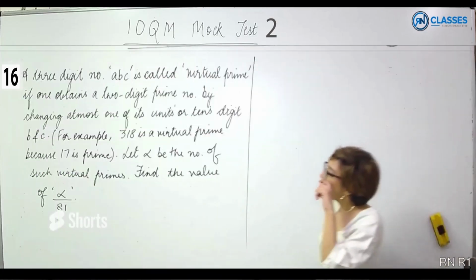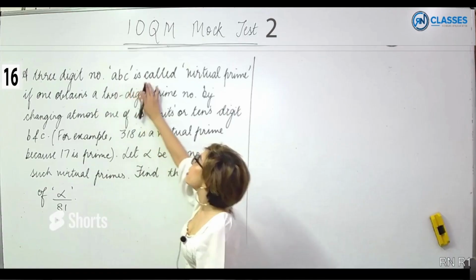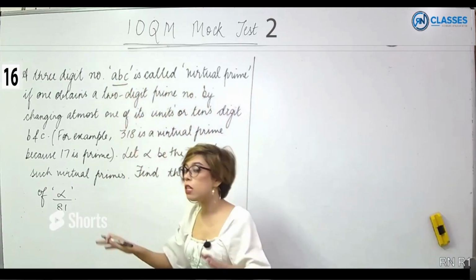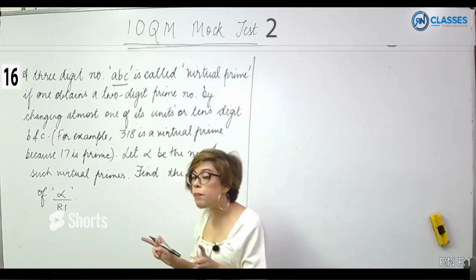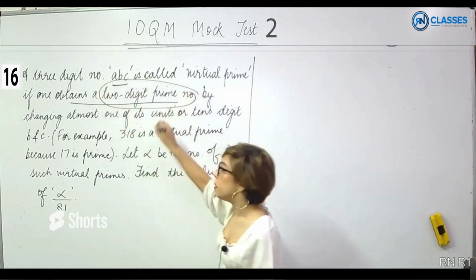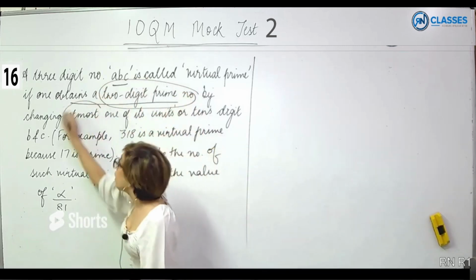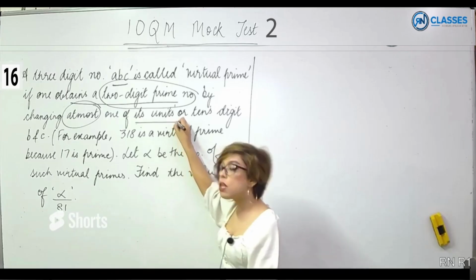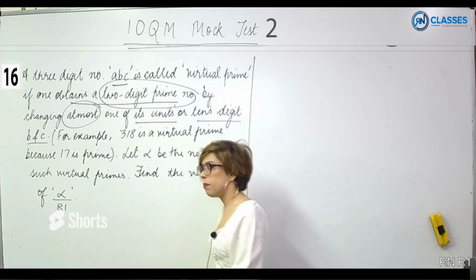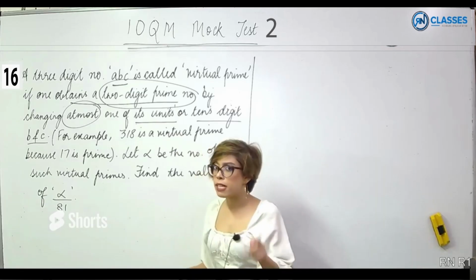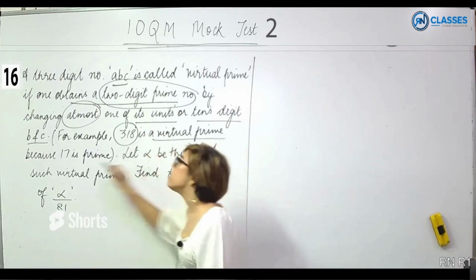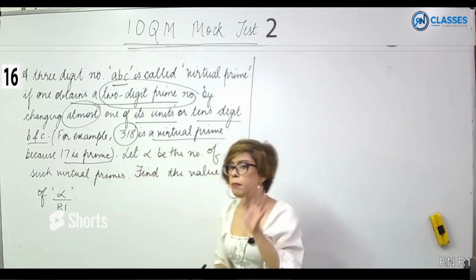Next one. Now he says a 3-digit number ABC is called a virtual prime if one obtains a 2-digit prime number by changing at most one of its units or 10th digits, B and C. I don't understand this yet, but he has given us an example. He says 318 is a virtual prime because 17 is prime. Let me analyze this.